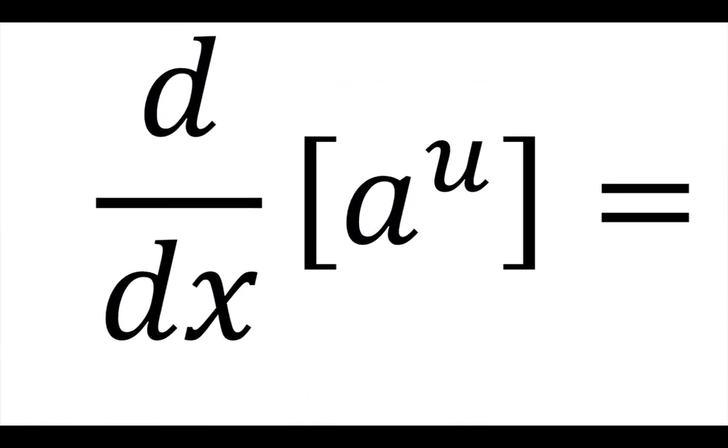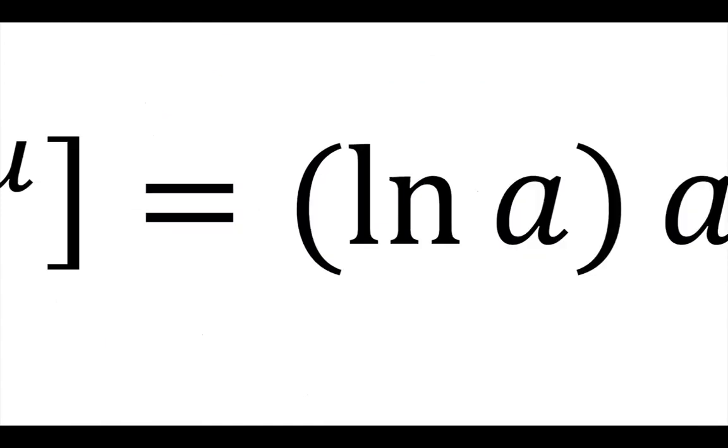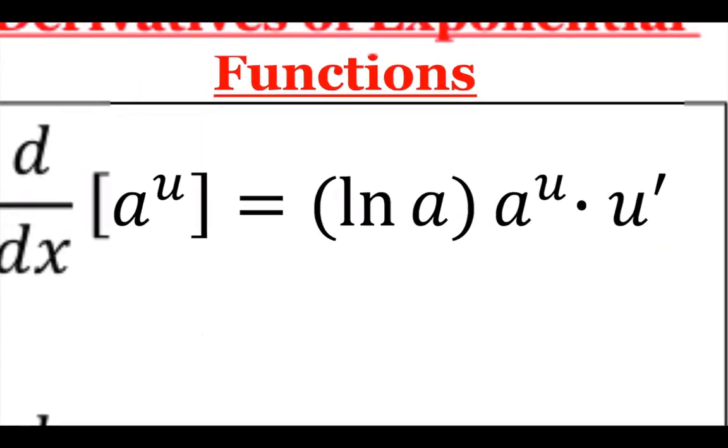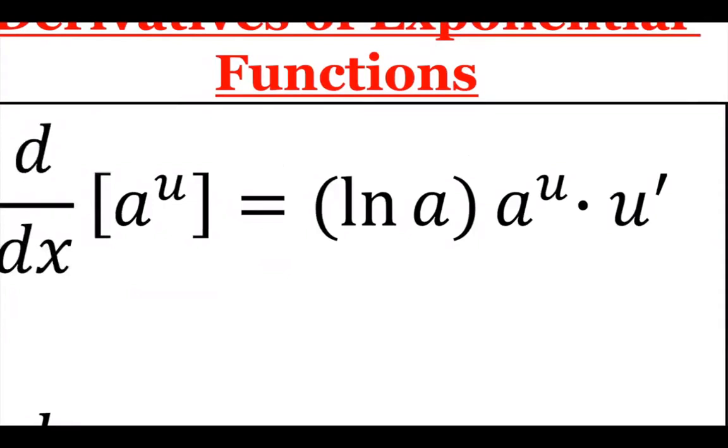So the one you're looking at right now, what is a? 2. Yeah, a is 2. And what is u? x, right? So everywhere you see an a, that's a 2. Everywhere you see a u, that's an x. Okay. So now it's going to be the natural log of 2 times 2 to the x power repeating itself, right? Times the derivative of x, which is 1. Yeah, that's it.